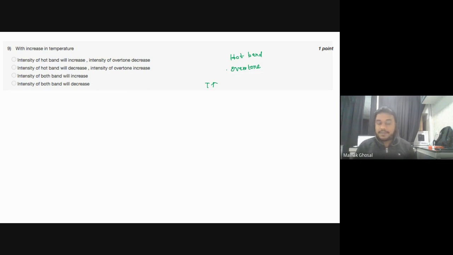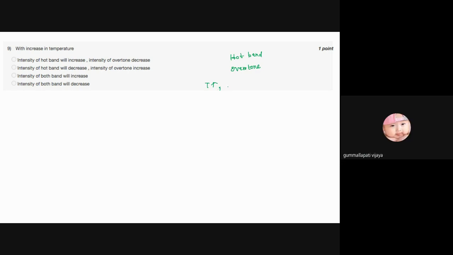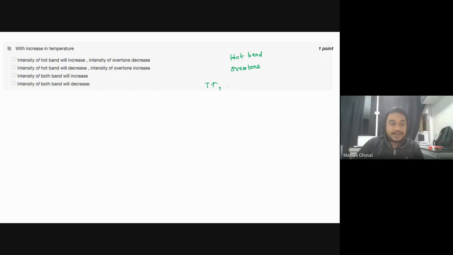So do you know what temperature does to a system when you are giving heat? Intensity of both bands will decrease. I don't think this is correct, but I'm thinking. Okay, okay, I'll explain.